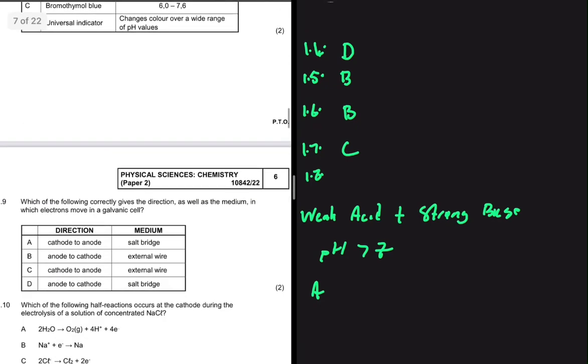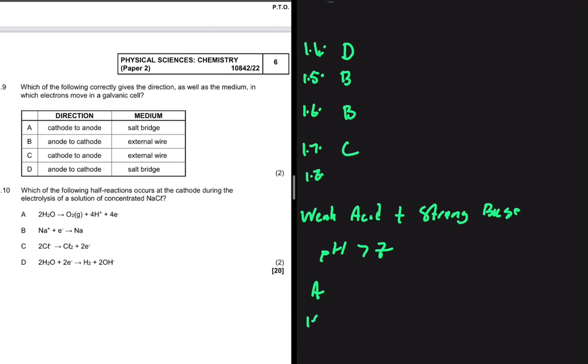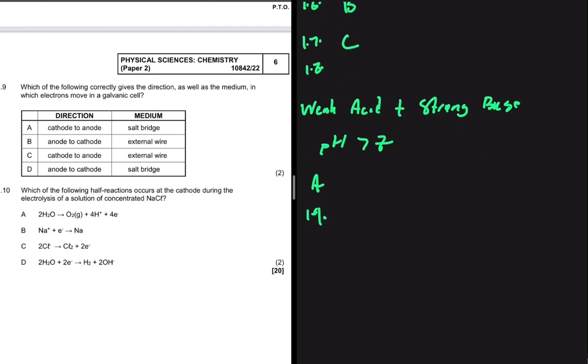Right. Moving to 1.9. In 1.9, which of the following correctly gives the direction as well as the medium in which electrons move in a galvanic cell? Without even looking at our options, the electrons move from the anode to the cathode. And then in which medium do they move? They move through an external wire. So that is option B. The answer to 1.9 is B. They move from the anode to the cathode through an external wire, not through the salt bridge.